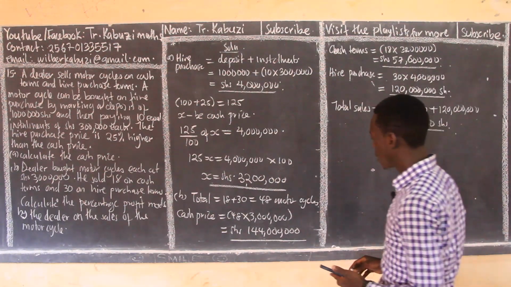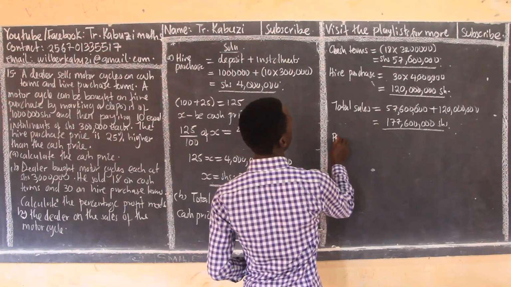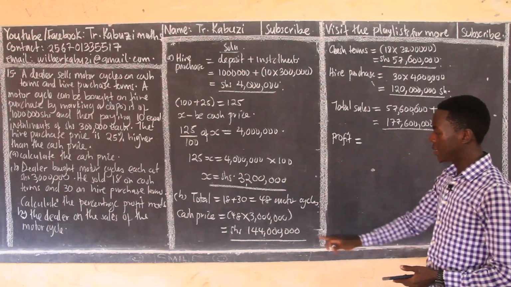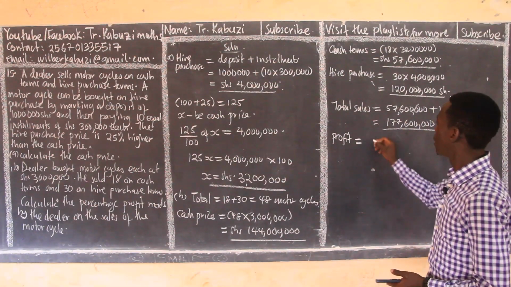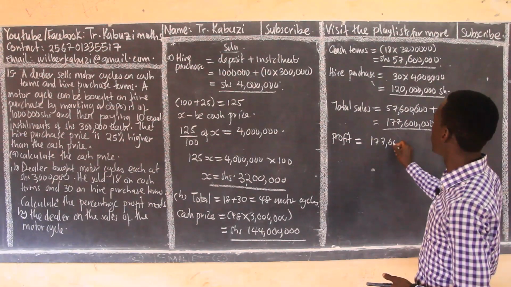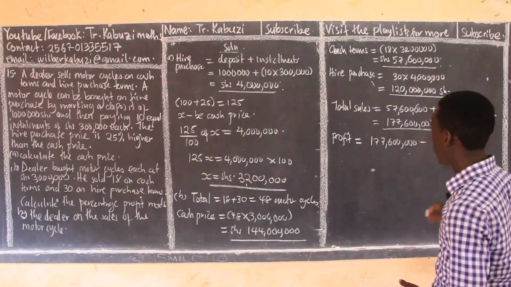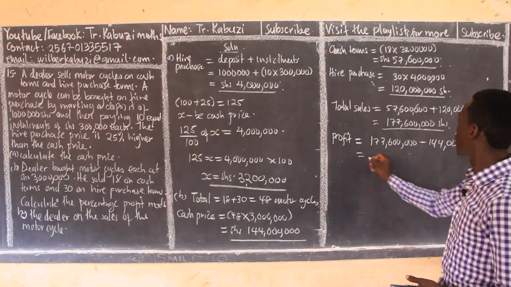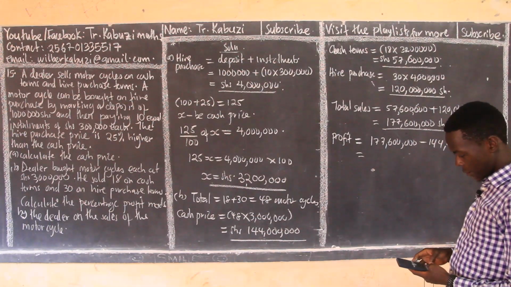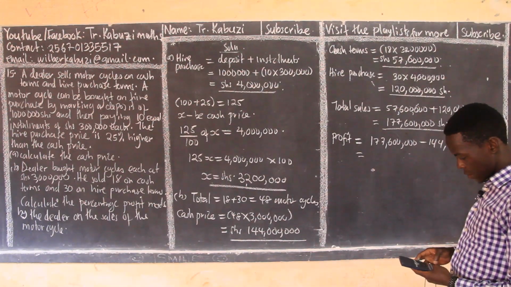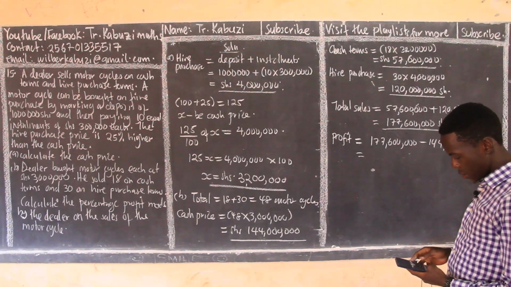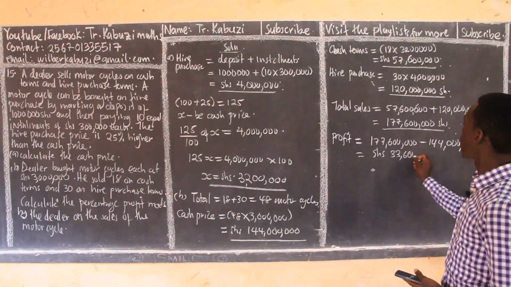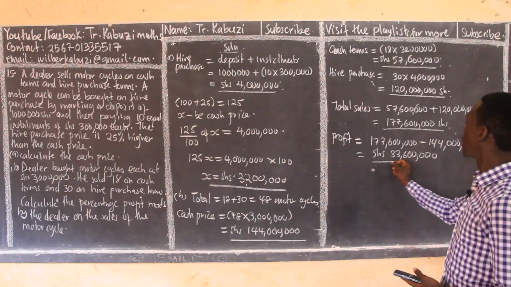Now, look at our percentage profit. Now our profit is what? Our profit, we shall get the amount he sold them at, then minus what he bought them at, minus 144. And then this will give us 33,600,000. So this is the profit.